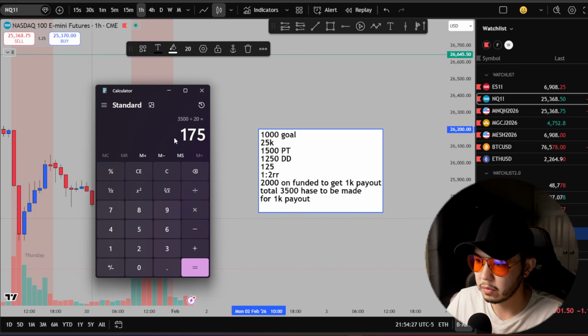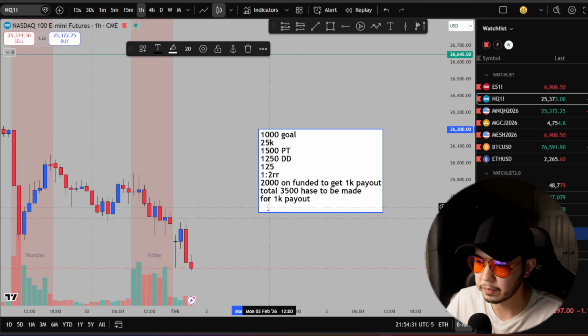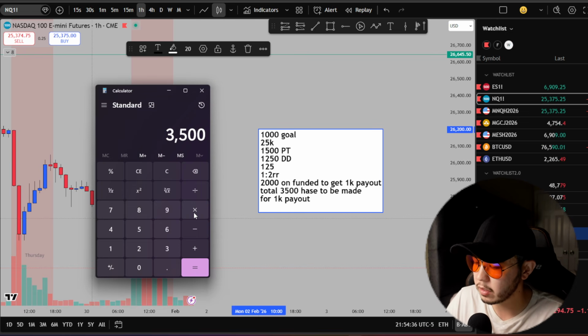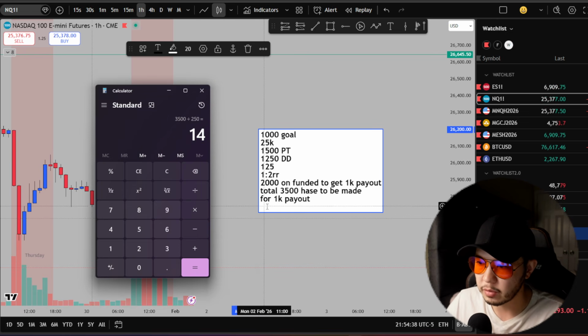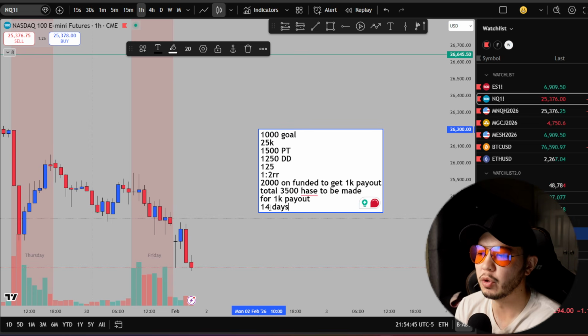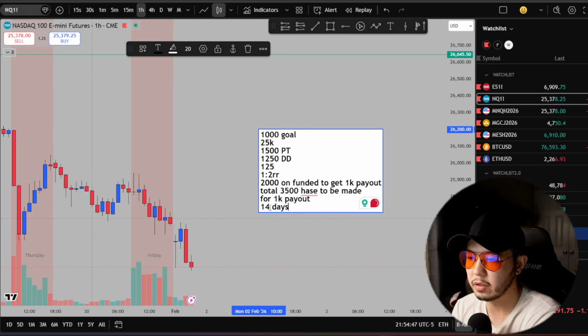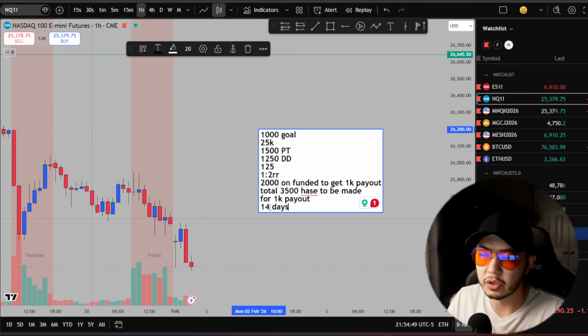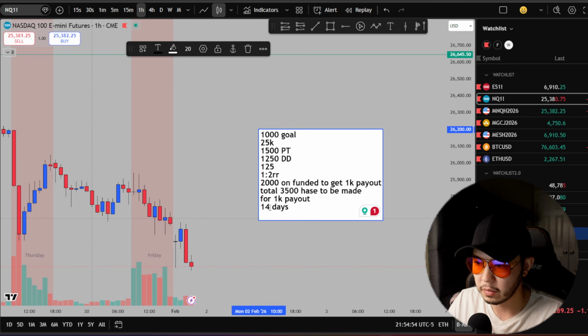So if it's 1 to 2, 125 times 2 is 250. So let's say 3500 divided by 250, it's about 14 days. I'm assuming you're gonna have some losing days, some winning days, and sometimes you're gonna make more than 1 to 2, so it will average out. So 14 days. So you're telling me you cannot wait 14 days to get a $1,000 payout?